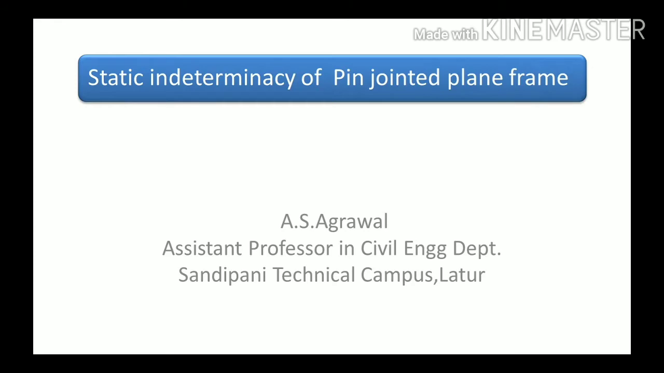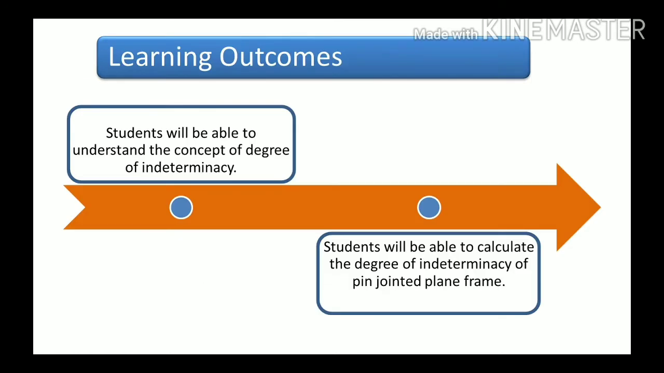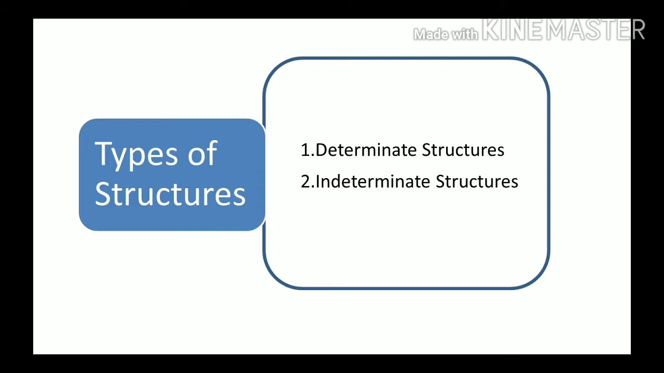Today's topic is static indeterminacy of pin-jointed plane frame. Now, learning outcomes. After watching this video, the student will be able to understand the concept of degree of indeterminacy, and also be able to calculate the degree of indeterminacy of a pin jointed plane frame. Now, the types of structure: the first one is the determinate structure and the second one is the indeterminate structure.